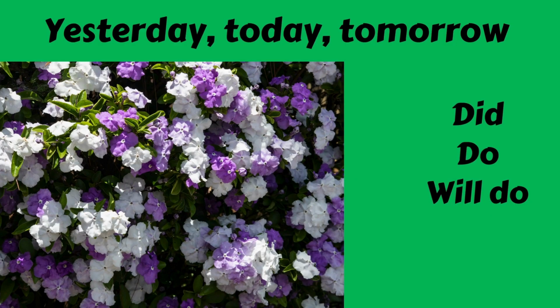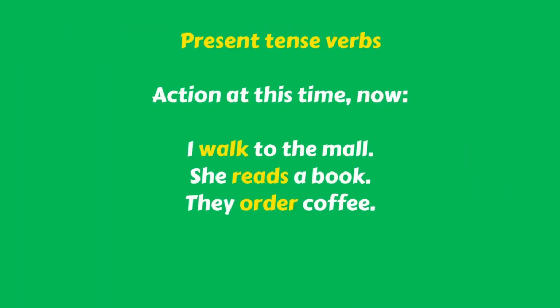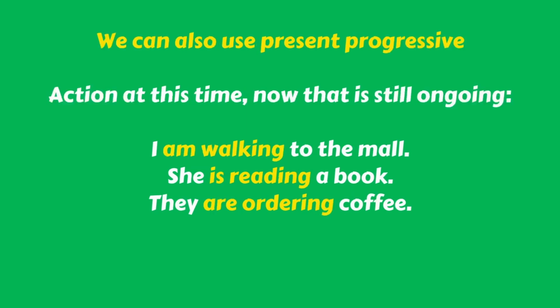And I like to refer to yesterday, today, and tomorrow, which coincidentally is a plant, a shrub with very beautiful flowers that we can see on the screen here. Verbs tell us what we did, past tense, what we do or are doing, present tense, and what we will do. Action word, remember? So we have present tense verbs, action at this time, now, that is taking place. I walk to the mall, she reads a book, they order coffee.